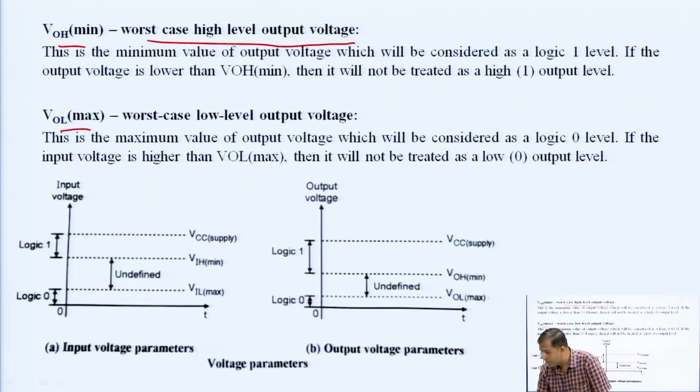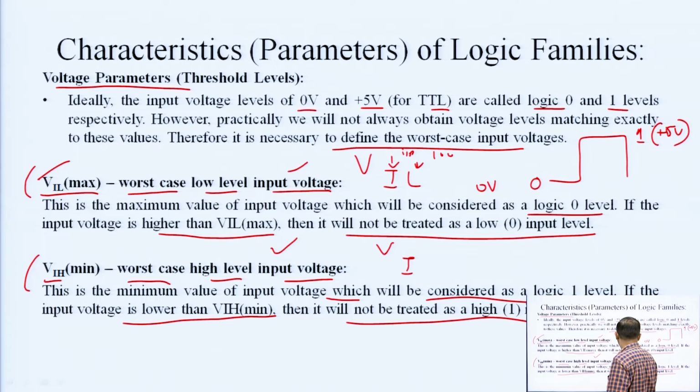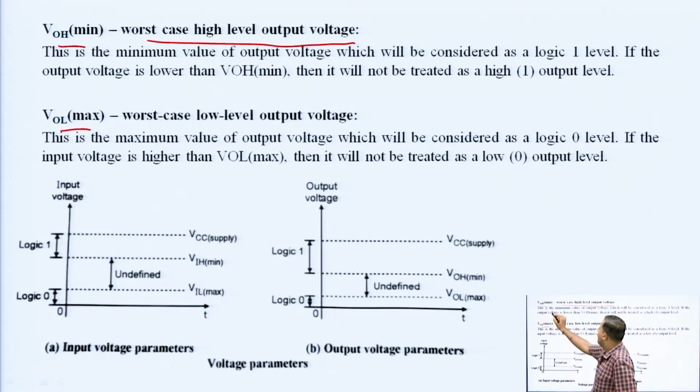These two are for input: VIL, I for input, L for low, then VIH, I for input and H for high, like that, okay. So, this is VOH, O for output, H for high. So, worst case high level output voltage.